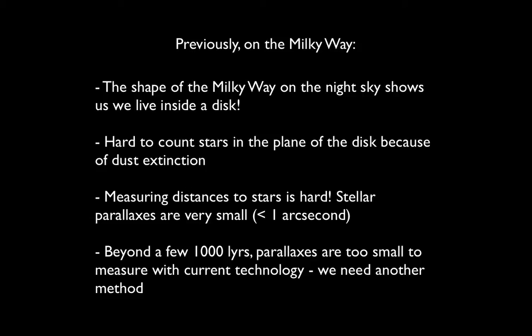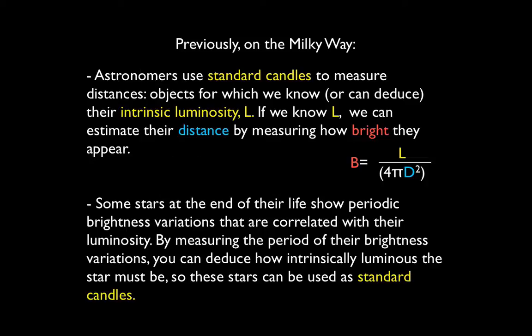Beyond a few thousand light years at the moment, parallaxes are too small to measure with current technology, so we need another method. And we talked about what astronomers use instead. Astronomers like to use objects called standard candles. We call these standard candles because for these objects we know, or we can deduce, what their intrinsic luminosity is. Now, you guys know by now that if you know what the intrinsic luminosity is, then you can estimate their distance by measuring how bright they appear to be on the sky. So if we know L and B, we can solve for D in the inverse square law relation.